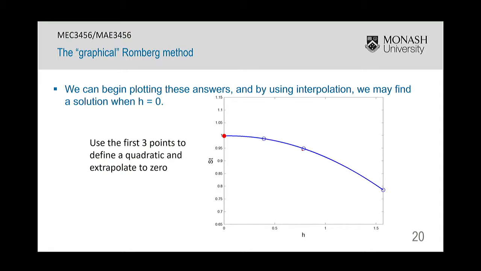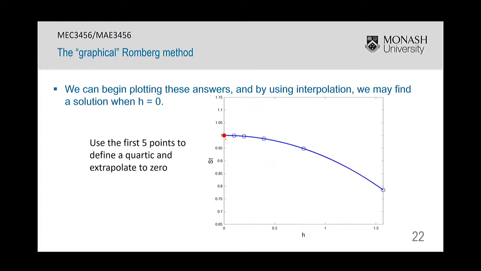Let's use the first 3 points. These are the pi on 2, pi on 4, pi on 8. Let's fit a quadratic to those 3 points and then extrapolate to h equal to 0. That's that point there, and we end up with something that looks pretty close to 1 actually. It's a little bit different, but we can then use the first 4 points, fit a cubic, extrapolate to 0, first 5 points, etc. So it's not obvious exactly what's going on here.